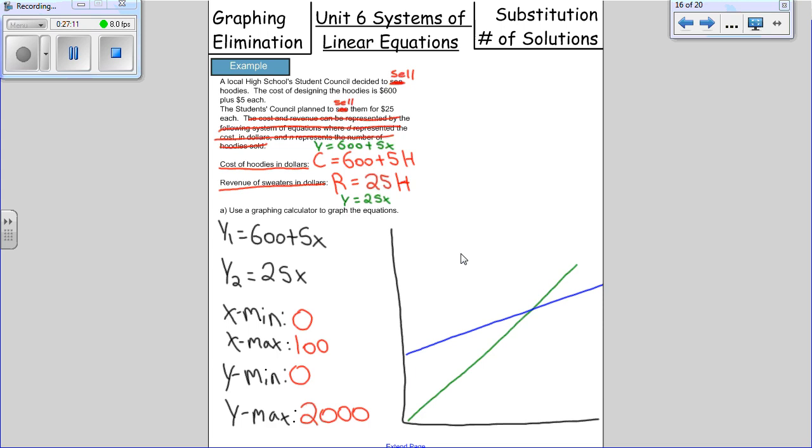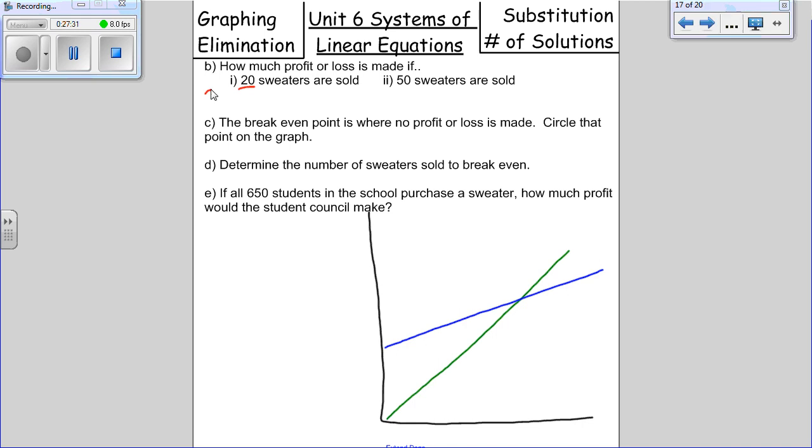You're going to come back to your formulas, and you're going to figure out the cost and the revenue for 20 hoodies sold. So, my cost would be 600 plus 5 for every hoodie sold. Right? You could use these formulas to actually answer questions. That's going to equal $700 in cost.